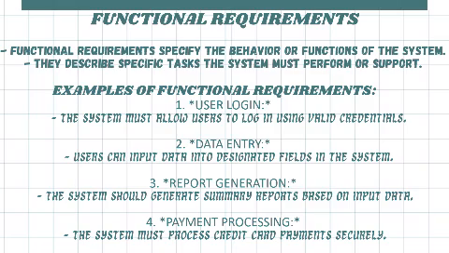Functional requirements. Functional requirements specify the behavior of the functions of a system. They describe specific tasks that the system must perform or support. Examples of functional requirements: user login. The system must allow users to log in with valid credentials. Data entry. Users can input data into designated fields in the system. Report generation. The system should generate summary reports based on the input data. Payment processing. The system must process credit card payments securely.